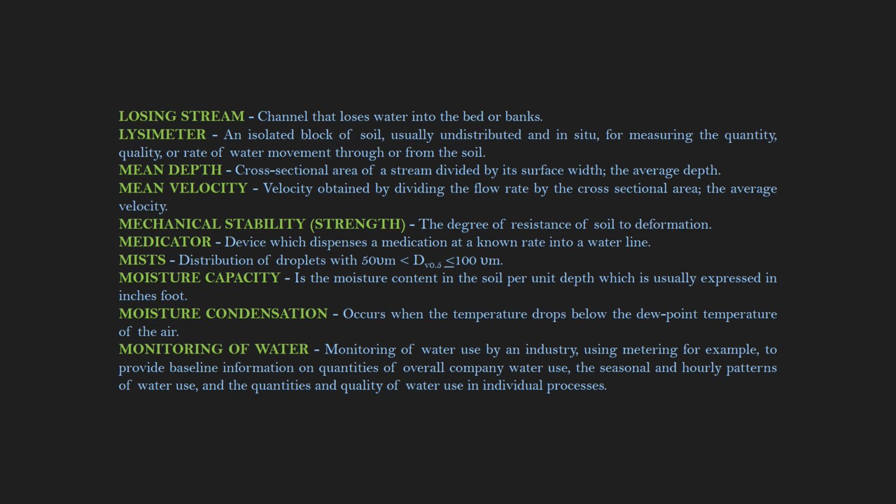Monitoring of water: monitoring of water use by an industry using metering, for example, to provide baseline information on quantities of overall company water use, the seasonal and hourly patterns of water use, and the quantities and quality of water use in individual processes.